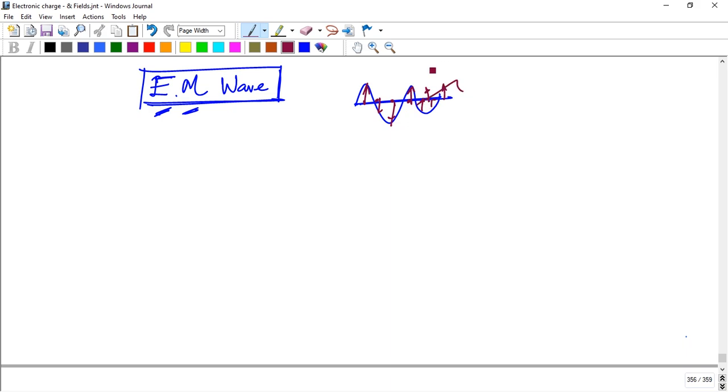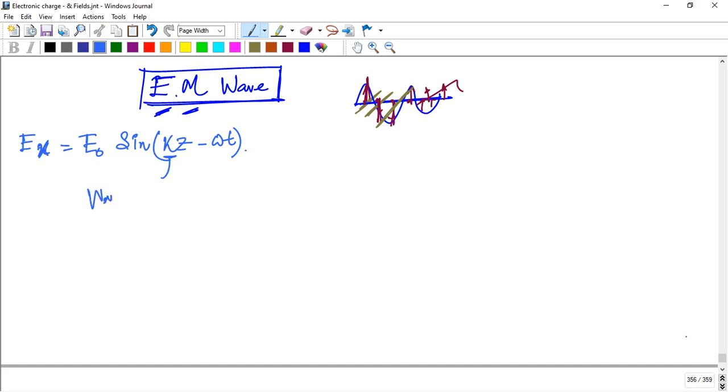When a particle vibrates up and down vertically, we get an electric field, and when it vibrates horizontally, we get a magnetic field. These two are combined. Suppose we consider an electric field in the x direction, the particle vibrating along x. The maximum is E naught, and the equation is E naught sine of kz minus omega t. This is a wave.